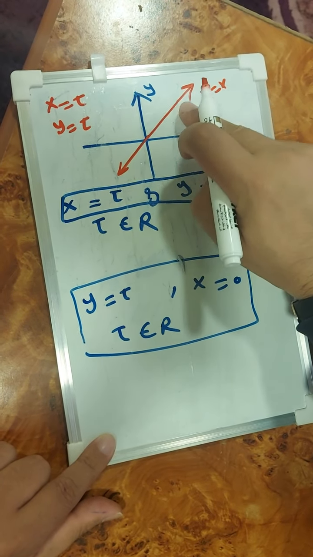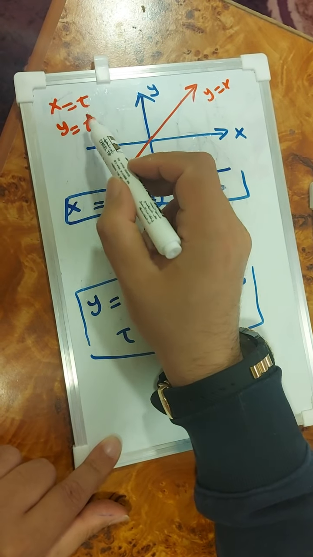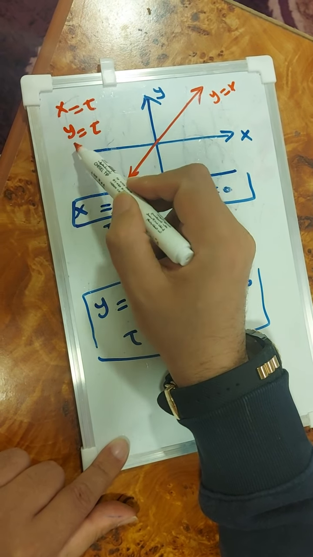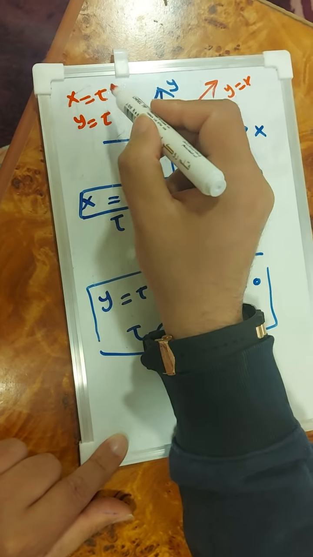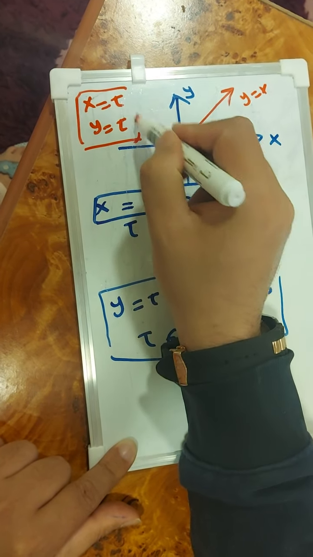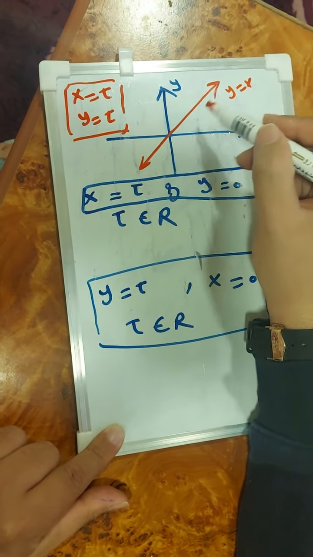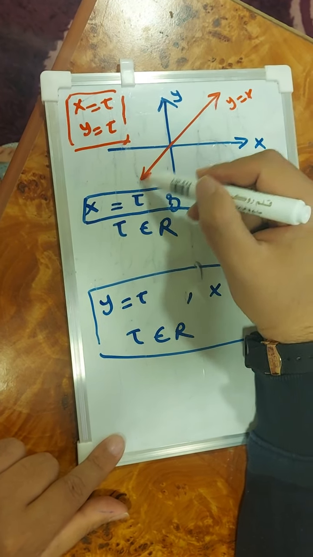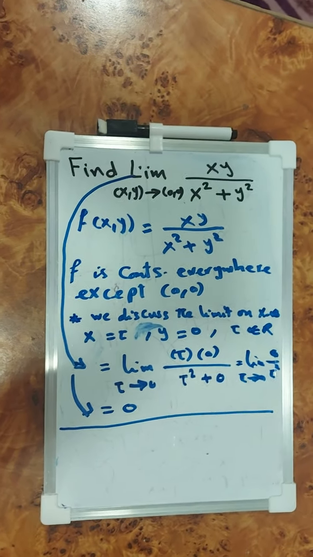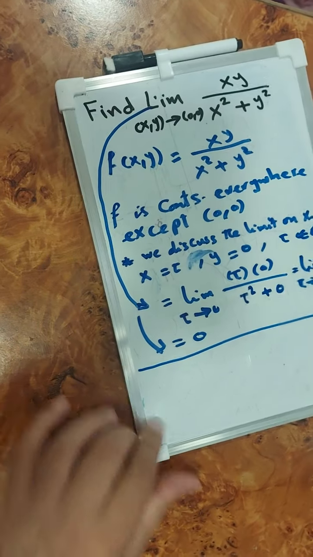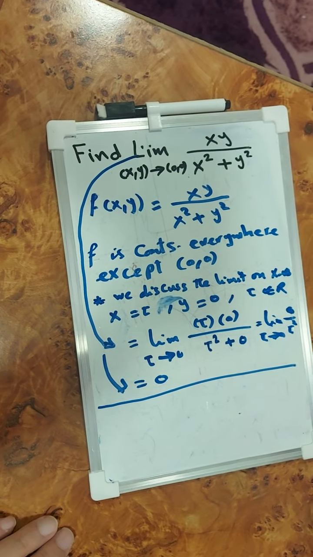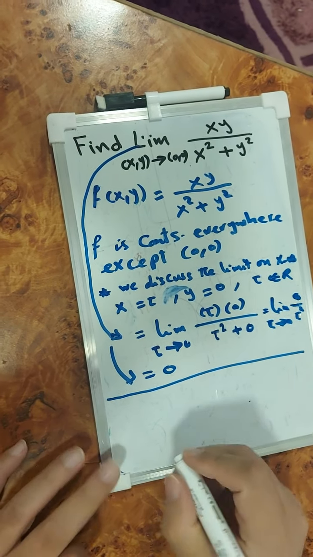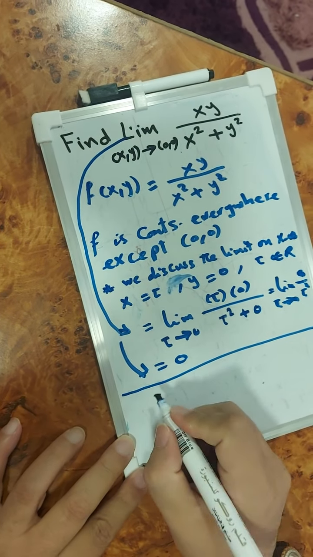So the parametric equation of the red line y equal x: if we put x equal t, a real number, then y also equals the same real number t, where t is any real number. So x equal t and y equal t is a parametric equation of the line y equals x, which passes through the origin like this. So now we will study the existence of this limit on the line y equal x. To discuss it, we will use the parametric equation here.